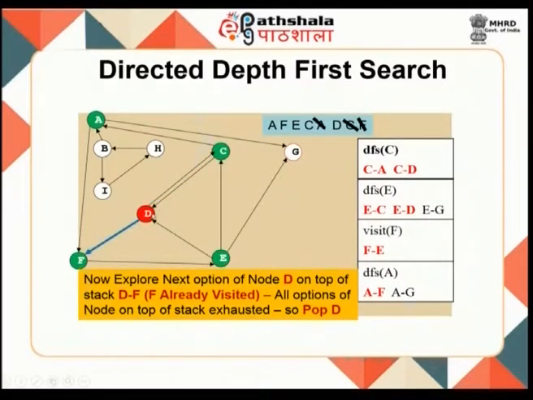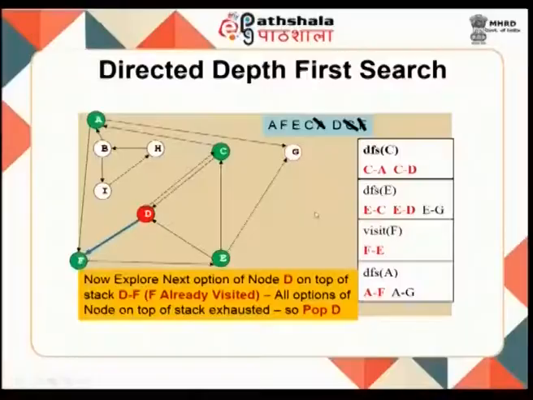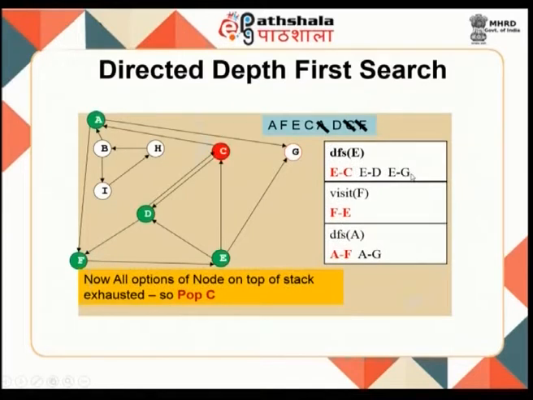So, that means D has no more options, I can remove it. I explore the next option of D, DF, which is already visited. So, all options of that node are over. This is the first time we are coming across this, so we pop D. Now we go to the next option of C, which is CD, but that is also already visited, so I need not go there. I go to the next option of E, which is ED, but that is also already visited.